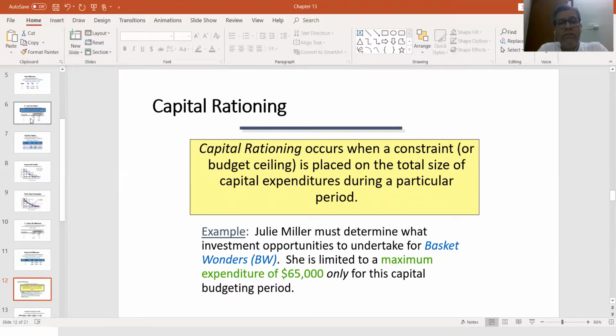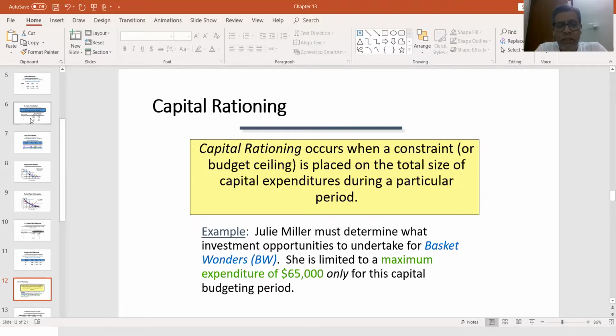So the next topic is capital rationing, which actually occurs when a constraint is placed on the total size of the capital expenditures during a particular period, because you have a specific budget and you have to allocate this amount of money. You cannot go beyond this. But the question is that there are different projects. So how can you allocate this limited amount of money that you have in the shape of a budget across different projects so you can maximize your NPV, IRR, and PI.